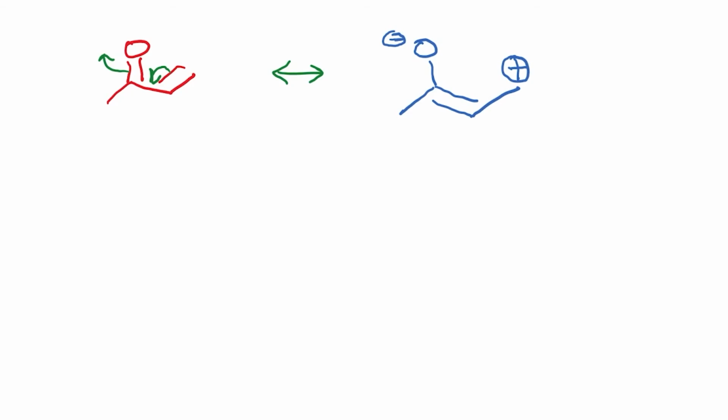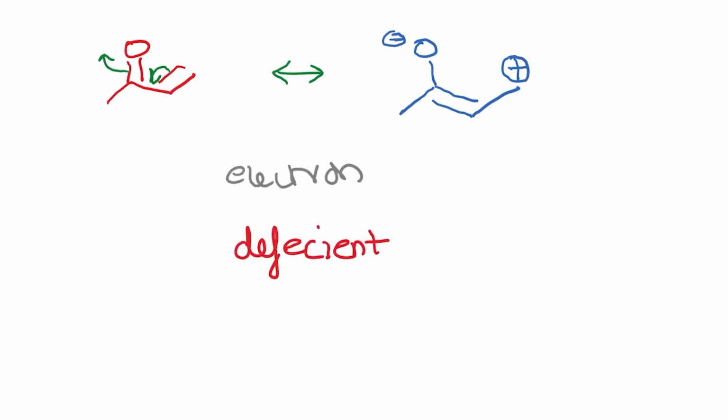So one could argue that this carbon over here is going to be electron deficient. This is an electron deficient center. Therefore, it's not unreasonable to expect that this carbon is actually a reactive center. So let's just revise that. This is called the alpha position, this is called the beta position.